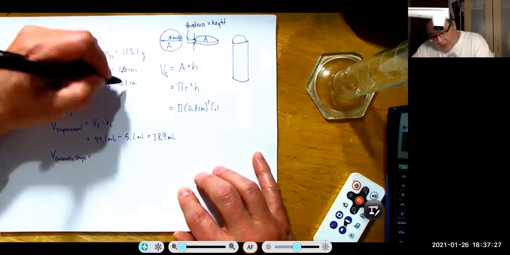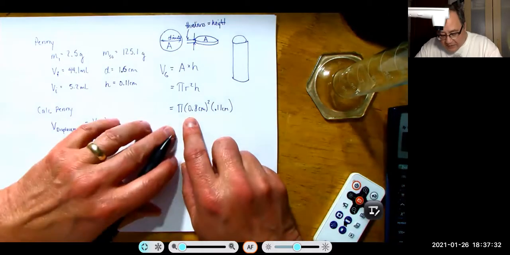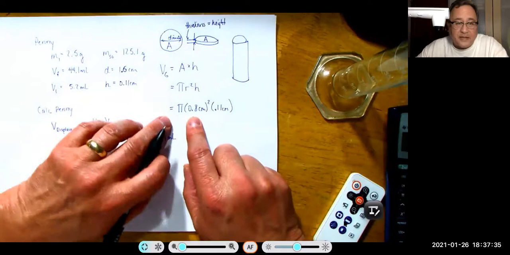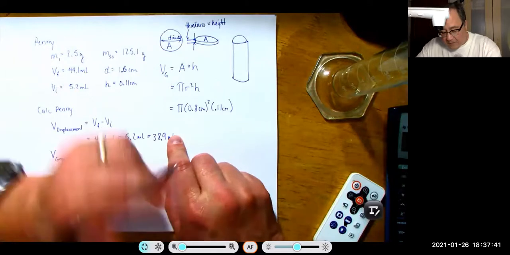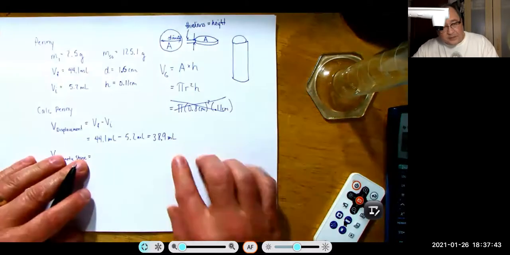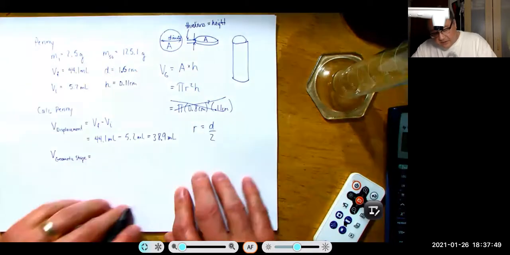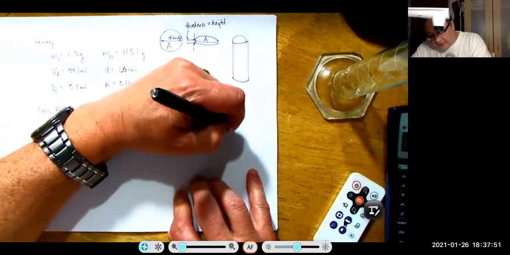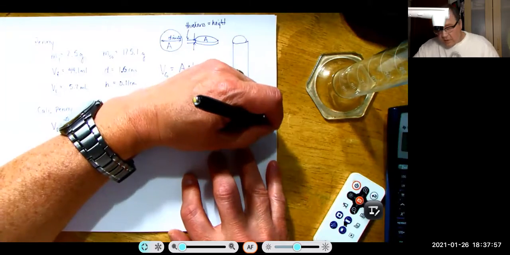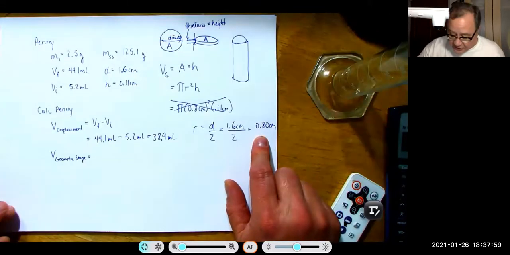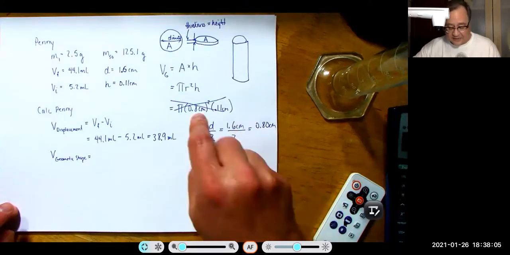And let's call this 0.11. Now, when you calculate the volume of this, you would probably end up with one significant figure because this 0.8 only has one significant figure. And that would be wrong. That's because you should actually be doing this. The radius is the diameter divided by 2, which is 1.6 centimeters divided by 2, which is 0.80 centimeters. This has 2 sig figs, so this should have 2 significant figures. And then plug that in here.